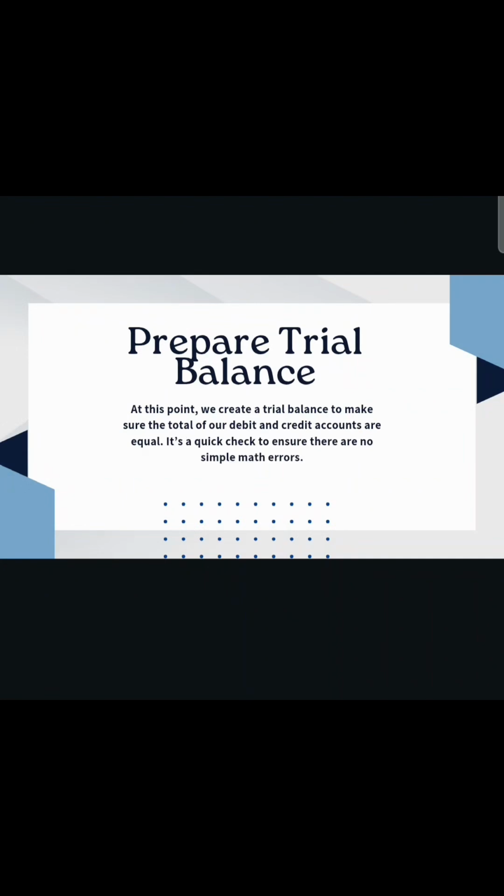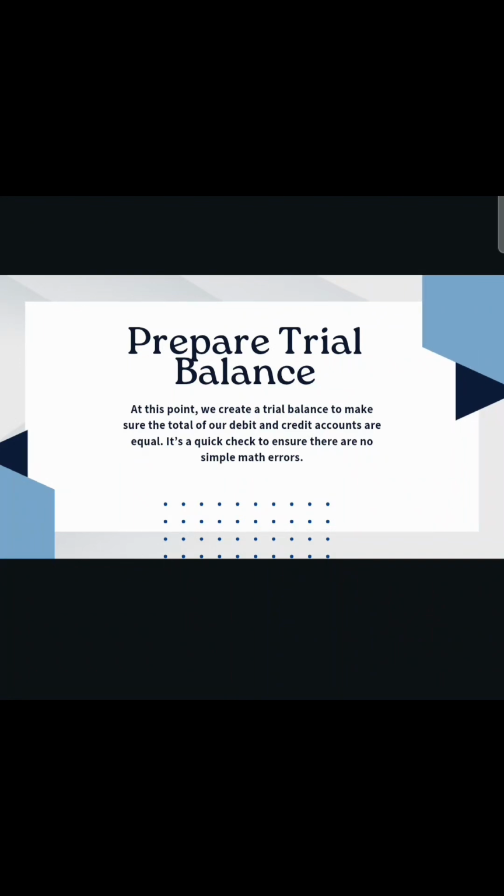However, at the end of the accounting cycle, we create something called the trial balance to make sure that the total of our debit and credit are equal. If they are, this means that 99% of our previous job is correct, and be careful that I didn't say 100%, I said 99% of our previous job is correct. I will explain that in the following videos.